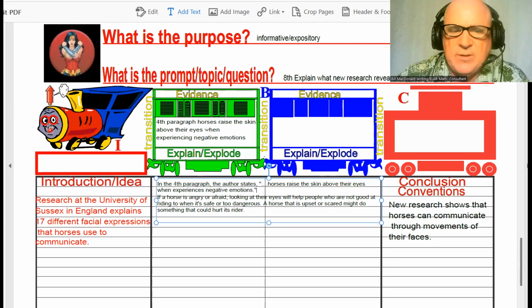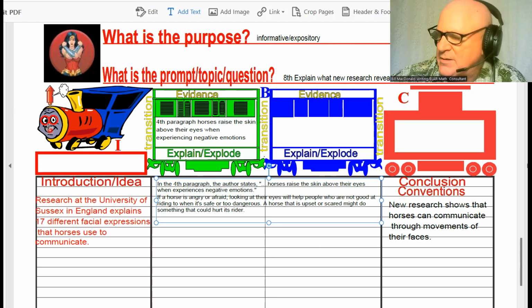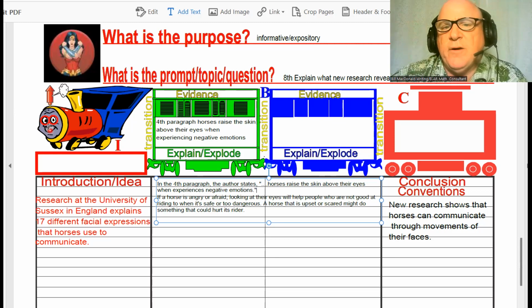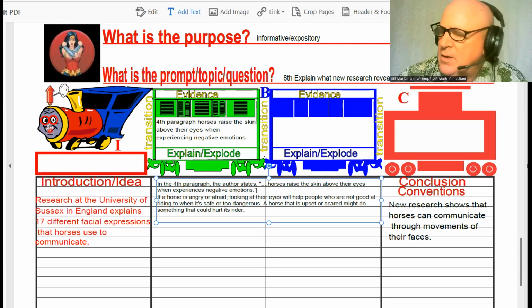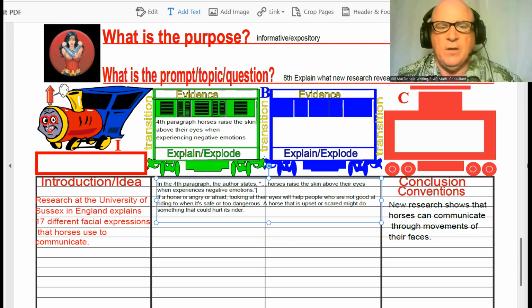So as we look at the introduction, I have here: research at the University of Sussex in England explains 17 different facial expressions that horses use to communicate. That's one sentence. So even though you can't see it, I placed one Smartie, the little candy. Smarties equal sentences, dum-dums equal details. I'm going to use Smarties for sentences this first time, and then I'll use them for details afterwards. Okay. Then moving over to the pointer finger.